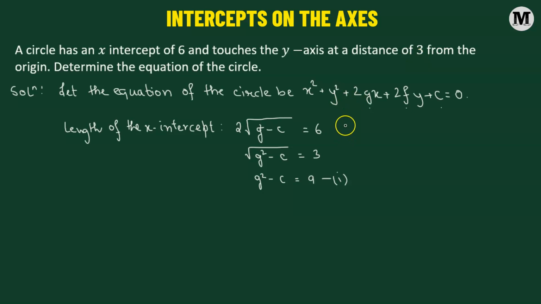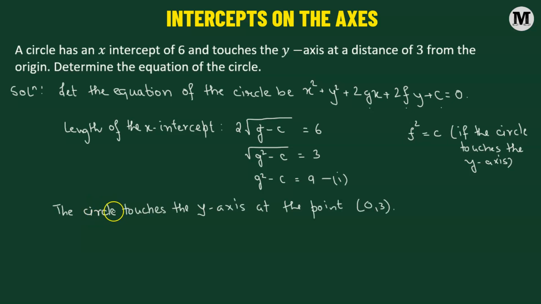Now, whenever we say that the circle touches the y-axis, it simply means that f squared must be equal to c. So this is a condition, and since it touches the y-axis, we can also say that the circle is going to touch the y-axis at a point. If the circle touches the y-axis at the point (0, 3), we can say that (0, 3) is going to lie on the circle, and it must satisfy its equation.